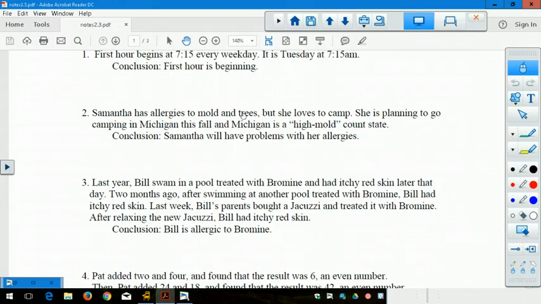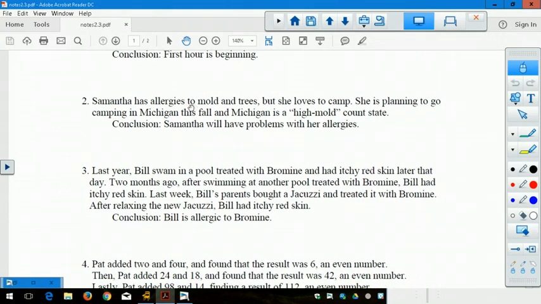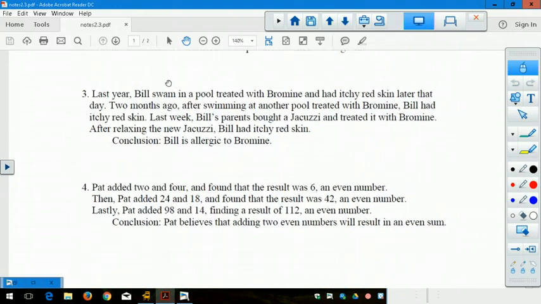Number 2, Samantha has allergies to mold and trees, but she loves to camp. She is planning to go camping in Michigan this fall, and Michigan is a high mold count state. Conclusion, Sam will have problems with her allergies. We didn't observe Sam, we were actually told about her allergies in the first sentence. So our conclusion is based on facts that were told to us. So this is deductive reasoning as well.